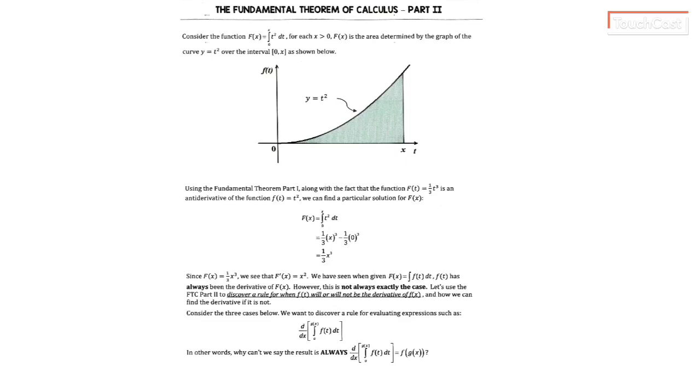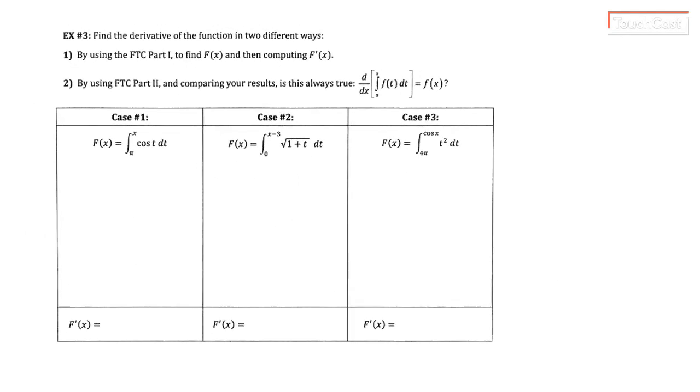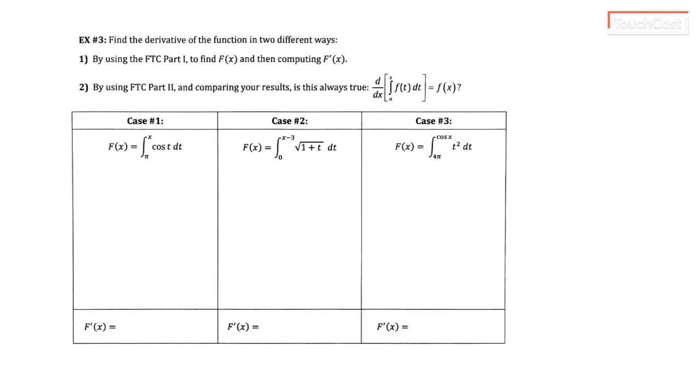We want to discover a rule for evaluating expressions. In other words, why can't we say that the result is always going to be the function, that the derivative of the integral is going to be the function? So here in our next example, example 3, if we were using our note packet, we find the derivative of the function in 2 different ways. First, we're going to use the Fundamental Theorem of Calculus Part 1 to find just big F, and then compute F prime. And then we're going to use the Fundamental Theorem of Calculus Part 2 and compare our results.